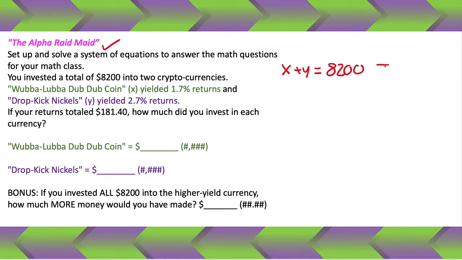So remember, systems usually involve two sides of the story. This one's talking about the total, and the other one's going to be talking about the interest or the yields or the returns. There's lots of those different names when you get into financial math. All right. So a 1.7% interest would be 0.017x, and a 2.7% would be 0.027y. Together, that yielded $181.40.